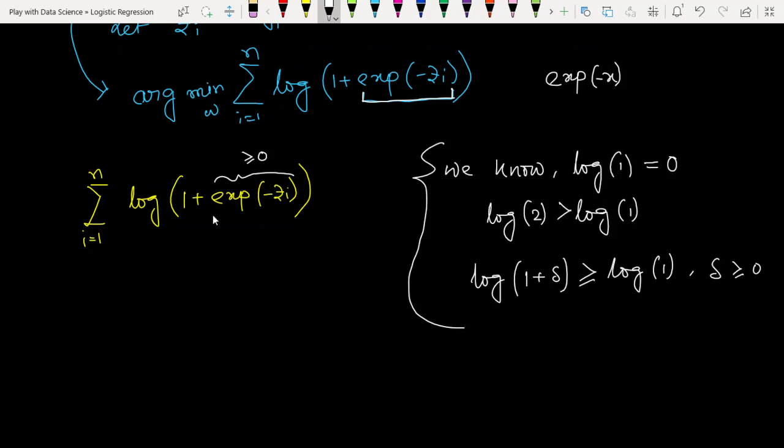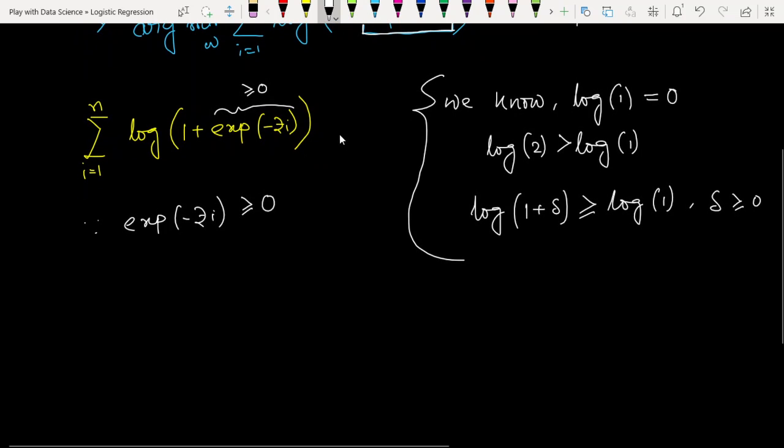Since exp of minus zi is greater than or equal to 0, then the total functional value will be greater than or equal to 0, since log 1 is equal to 0. So this functional value is greater than or equal to 0.